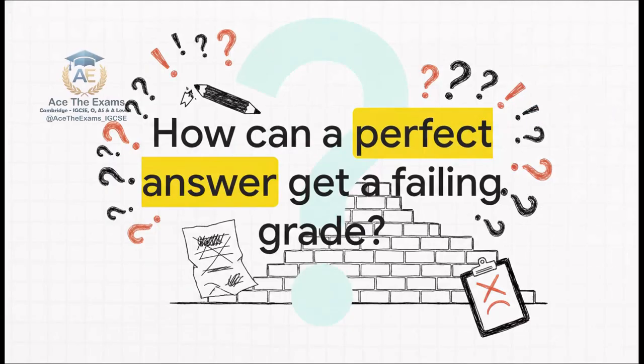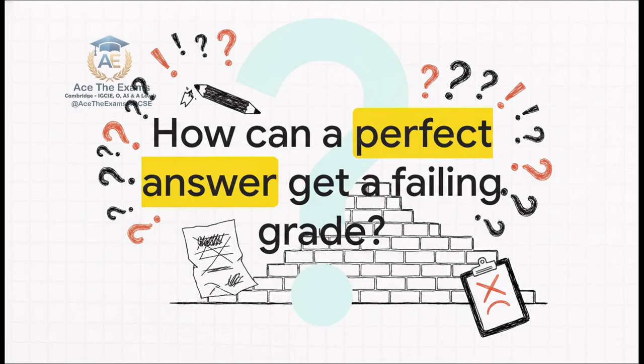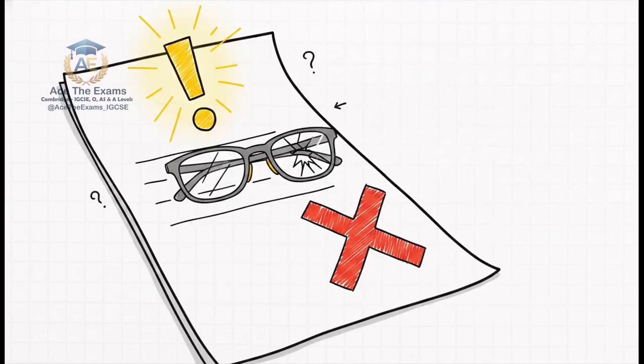Honestly, this should terrify you. How can a perfectly structured answer, packed with totally accurate theory and brilliant contextual evidence, still result in a failing grade? What could possibly cause an examiner to cap your score so brutally low? The answer is simple, and it's devastating. You misread the command word.